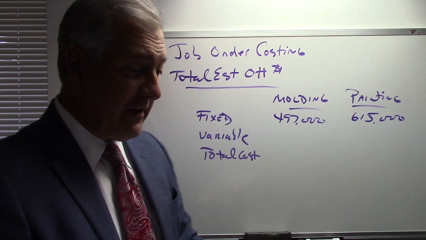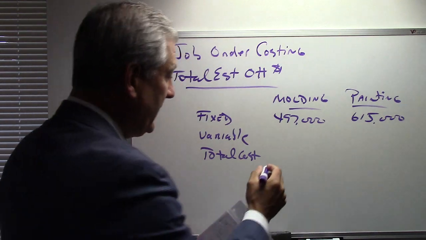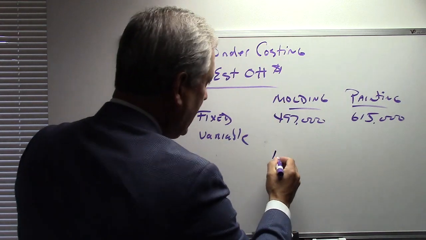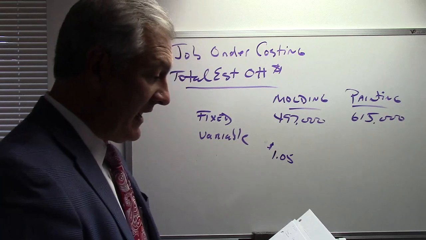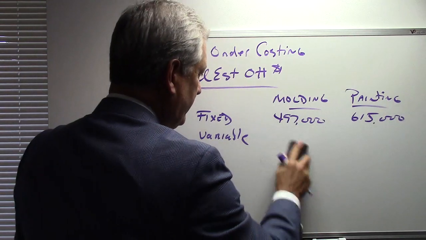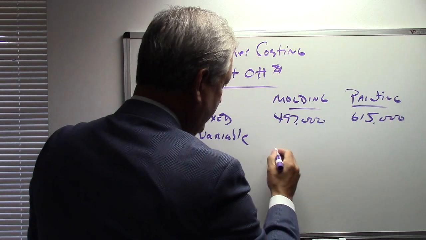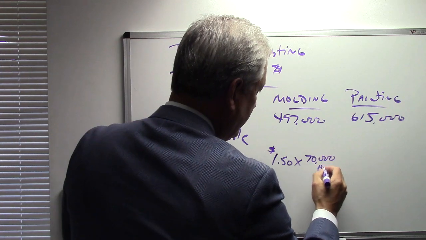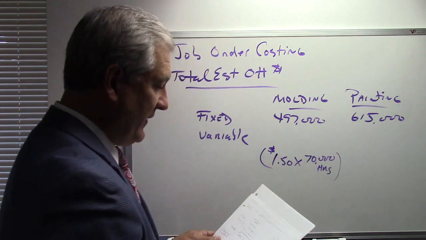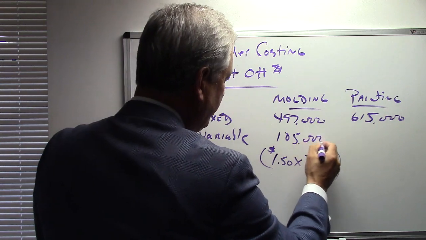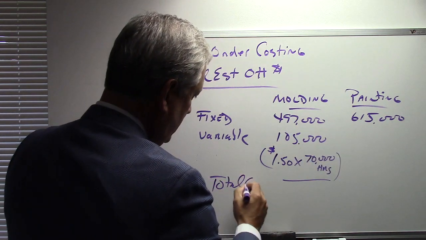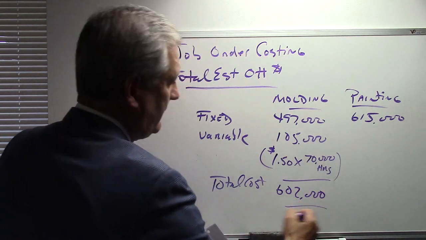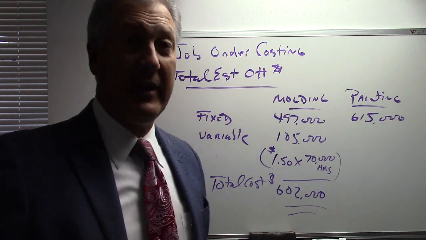And then what's the variable piece? Well, the variable piece for molding is $1.50, times 70,000 hours. The variable piece is 105. Total estimated cost, therefore, is 602. That's total estimated manufacturing overhead for the molding department.